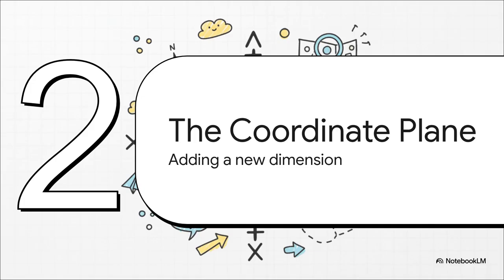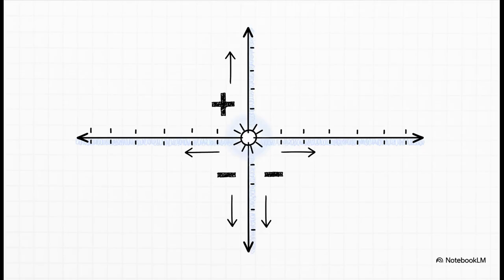But life isn't just about moving left and right. What if we want to move up and down? What do we do then? Well, it's pretty simple, actually. We just need to add another line. So watch this. We take our horizontal number line, and we're going to add a second one that goes straight up and down. We call this a vertical line. And look where they meet. They cross right at that special spot, the origin, at 0.